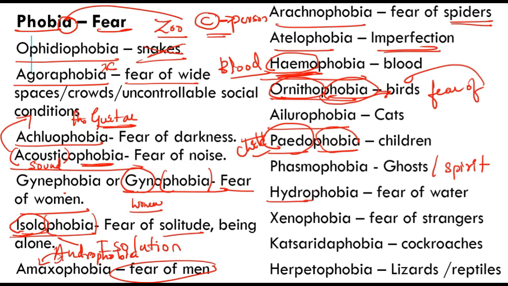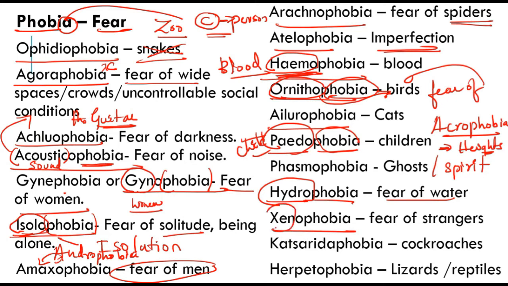Hydrophobia. Hydro means water. Phobia means fear. Hydrophobia, fear of water. Do you know what we call the fear of heights? If you don't, please make a note of it. Acrophobia. Xenophobia, which we discussed already. Xeno is a root word which means strangers or foreigners. Phobia, fear. Fear of strangers or foreigners is called xenophobia.